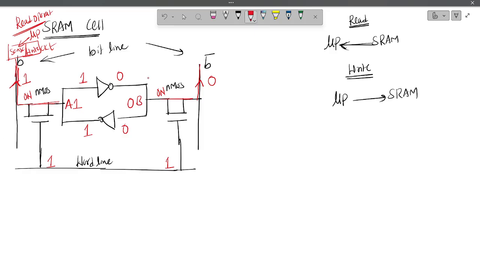Did you understand the read operation? Here there is a sense or write circuit, which is one type of amplifier only. Through the sense or write amplifier, the microprocessor can read 1 bit of data from this SRAM. Is it fine? Okay. So this is which operation?